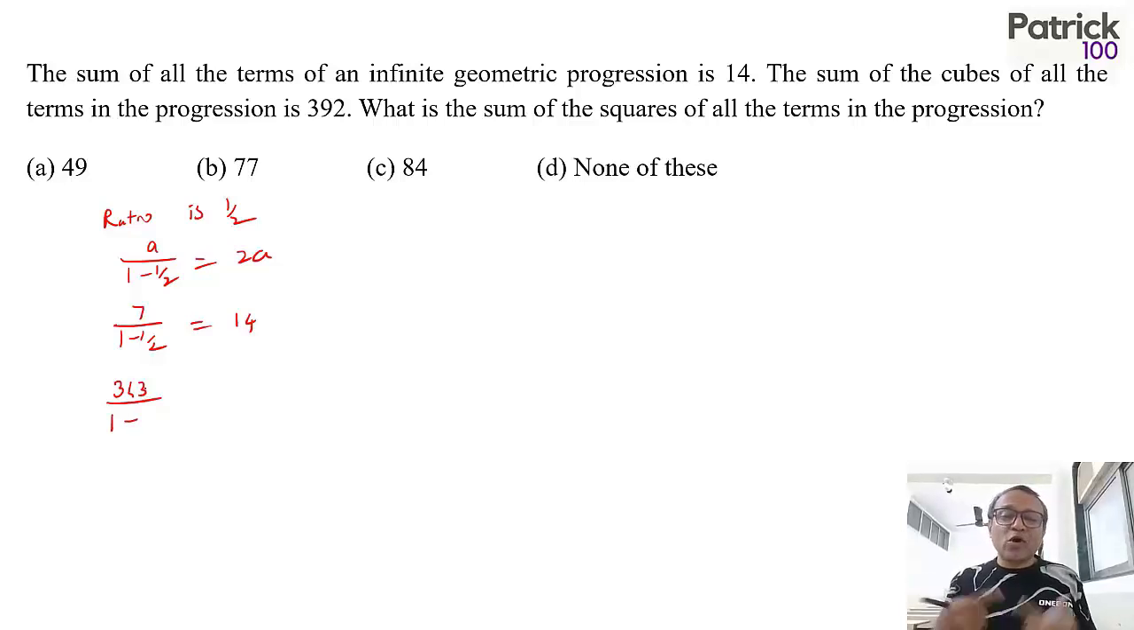Remember, when all terms become cubes, the ratio of the terms also becomes a cube. Solve this: 343 upon 7 by 8, you get 392. You can see it satisfies.